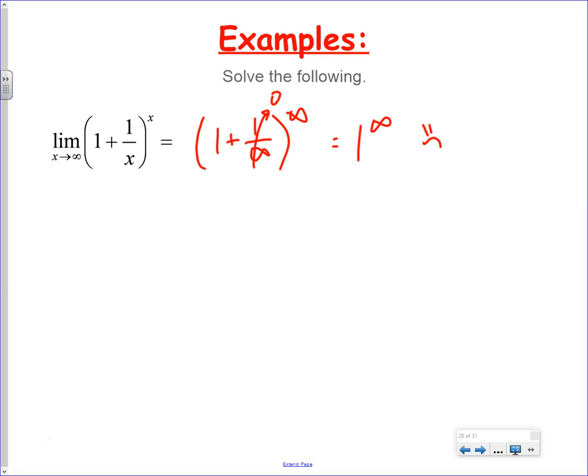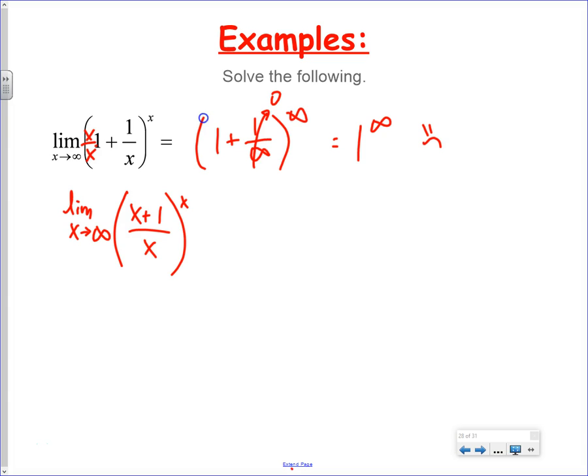We need to get a common denominator. Multiply by x over x. Plug in. Instead of 1 plus 1 over infinity, we get infinity over infinity to the infinity. That doesn't work, because you don't know what infinity over infinity is when raised to the infinity.